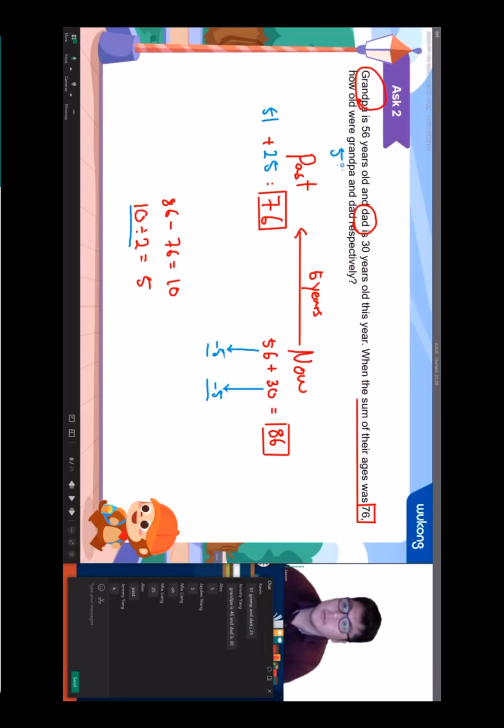So that's your answer, guys. How old is Grandpa? 51. How old is Dad? 25. Okay? All right. So as you can see, you need to use this method to make this question very easy. So try your best to do this method, guys.